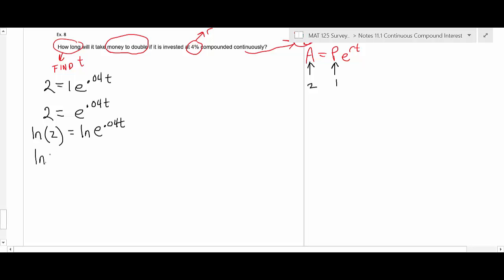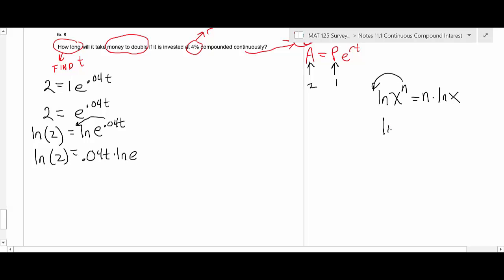A lot of you have done this before if you had college algebra or finite, so you're going to have 0.04t times ln of e, okay? So really the important thing is if you have ln of x to the n, that's the same as n times ln of x. That thing can be brought down.